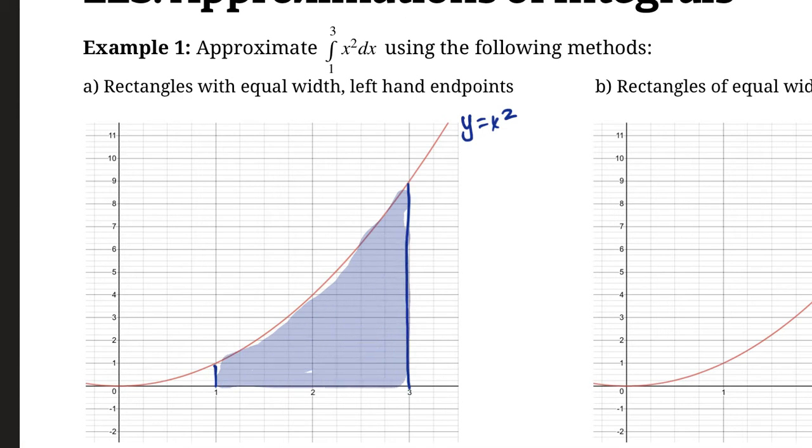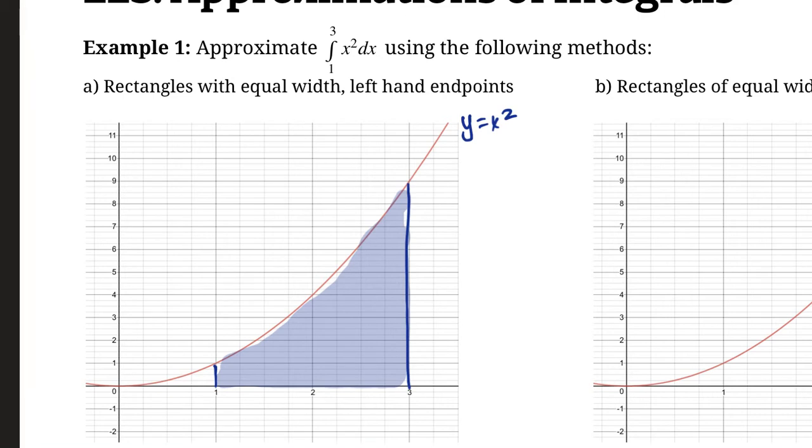So there are lots of different ways to do this, and we're going to go through a few of them today. But the first one is, can we do this with rectangles of equal width with left-hand endpoints? That might sound complicated, but we can essentially approximate this area using a bunch of rectangles. So I'm just going to arbitrarily choose 4 rectangles. I just think it fits nicely.